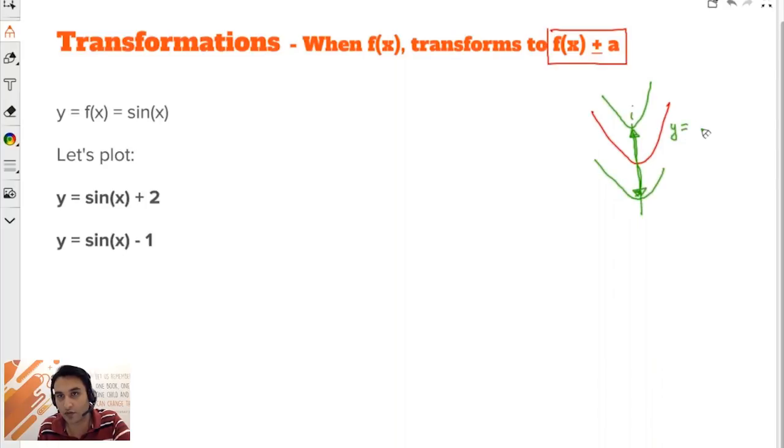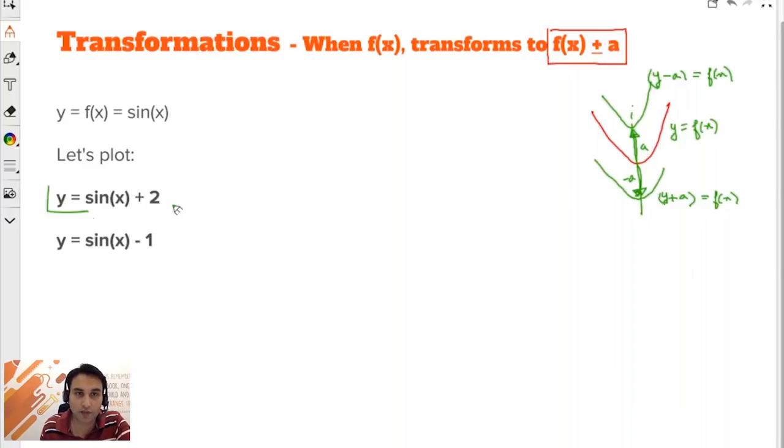If this is y equal to f of x, we learned if this is a, this is minus a, then if you do y minus a, then the graph moves up. If you do y plus a, then the graph moves down, right? This is what we did last time. Now can you visualize what will happen here? What are we doing here?